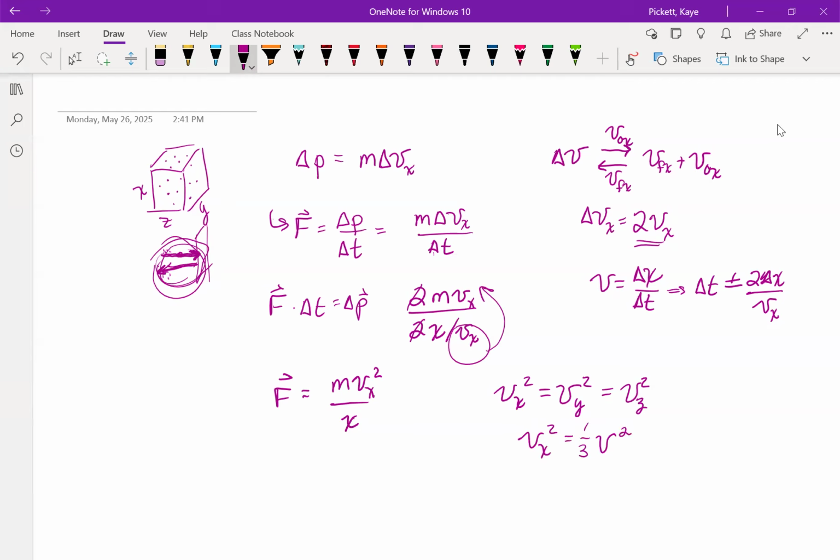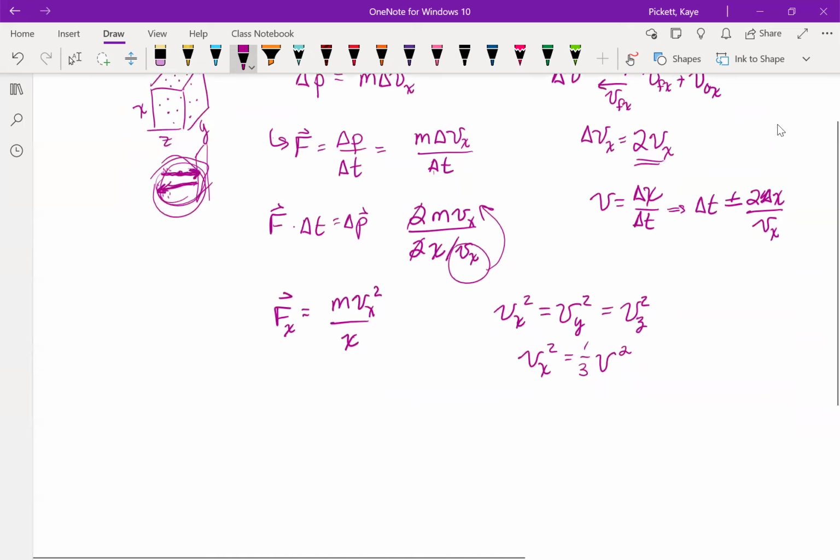Because I don't just have particles moving in the x direction. I have them moving in the y direction. I have them moving in the z direction. And so, but that's just my x. Well, this is the force just on the x wall. I want all the force. I want it all. So this force, and that's what's going to happen here.